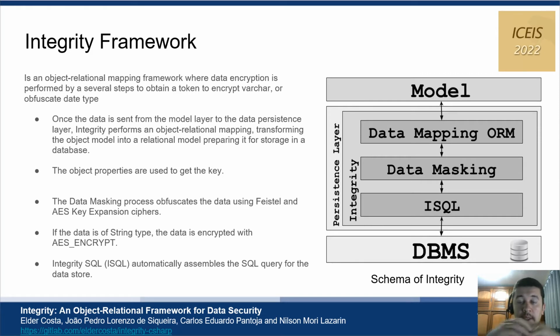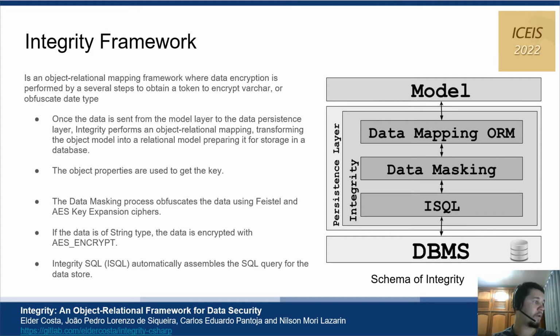So Integrity works at the persistence layer, as you can see, and the object properties are used to get the key and then the token, and the data masking process obfuscates the data using FASTO and ASCII special cipher. And if the data is a string type, the data is encrypted with AES encrypt. Integrity SQL automatically assembles the SQL query for the data store. So we manipulate the query command to perform the SQL command at the DBMS, and the reversal process is also possible.